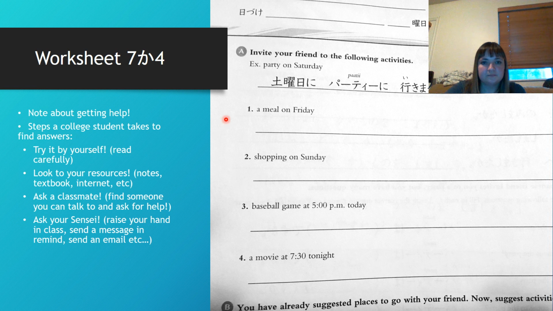So this first part, part A, all you need to do is invite your friend to the following activities. It tells you what day of the week and what time, and then it tells you what you're going to invite them to do.